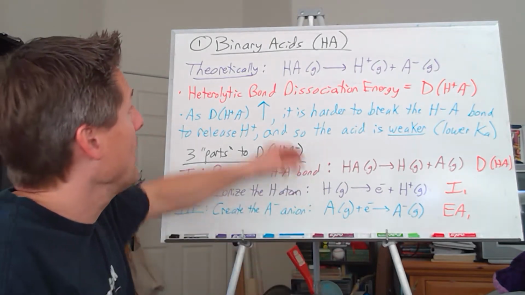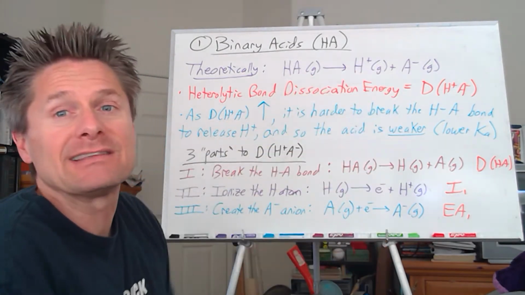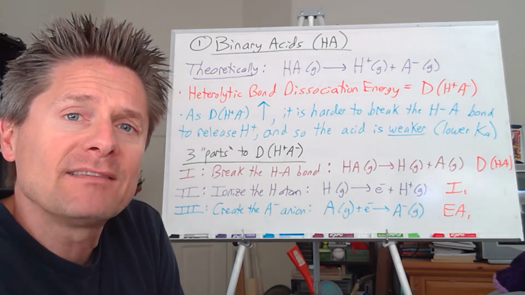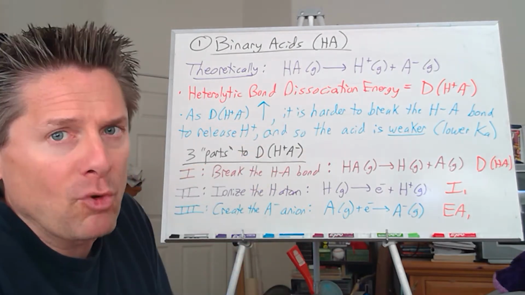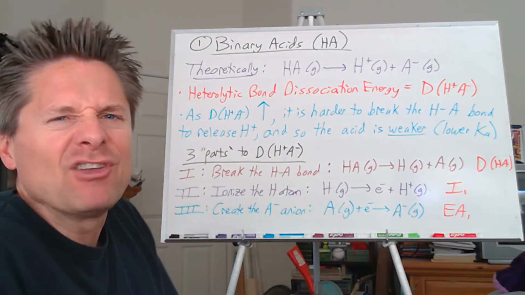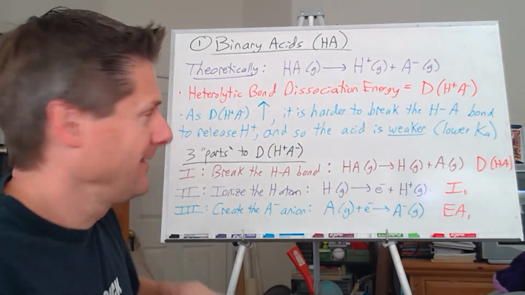Or you can think of the other way, the lower the heterolytic bond dissociation energy, the easier it is to separate it to release that H+, which makes it a stronger acid, and the higher the Ka value. So they're inversely proportional to each other. I'm not going to have you calculate heterolytic bond dissociation energies, but I could.